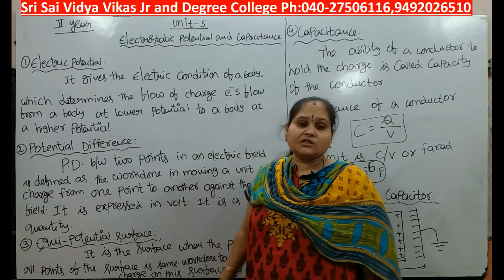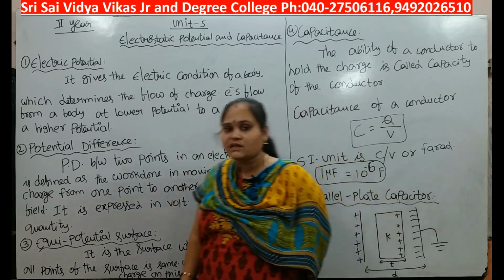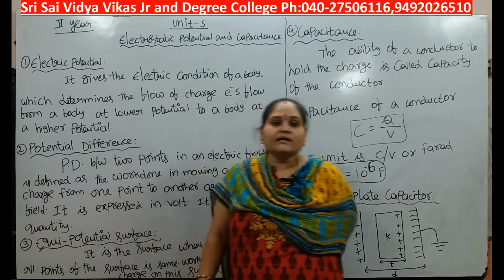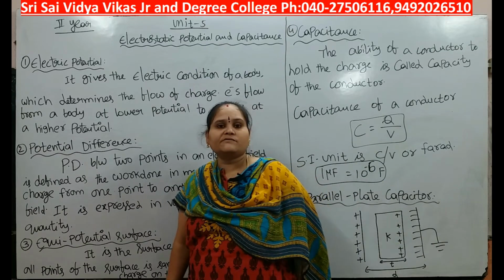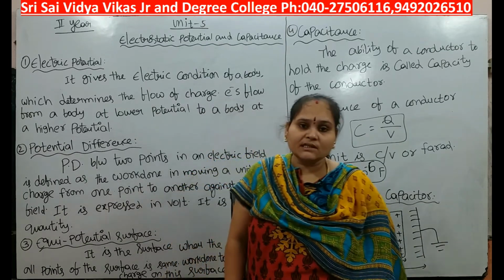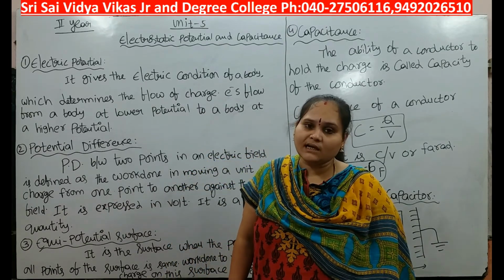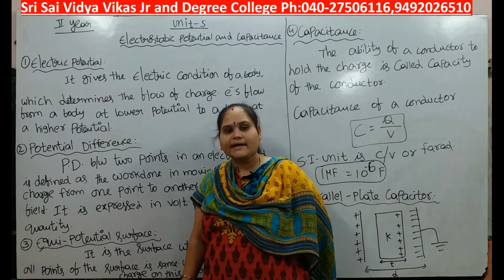Next one is the potential difference. Potential difference between two bodies is the work done in moving a unit positive charge from one point to another point, and its unit is volts. It is a scalar quantity, which means there is no direction, only magnitude.